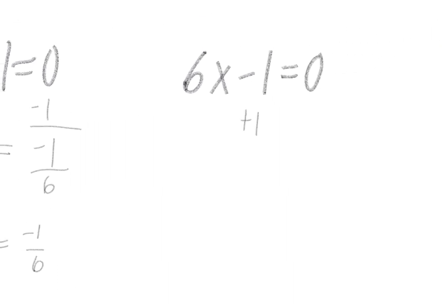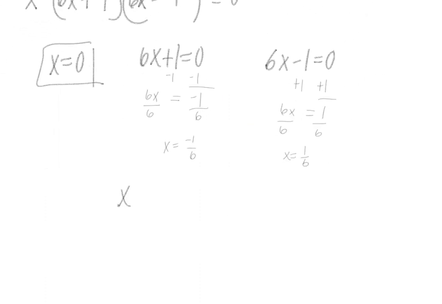And move 1 over. Divide by 6. x equals positive 1/6. So, in our x equals box, 0, negative 1/6, and positive 1/6. Make sure to put it in this order.